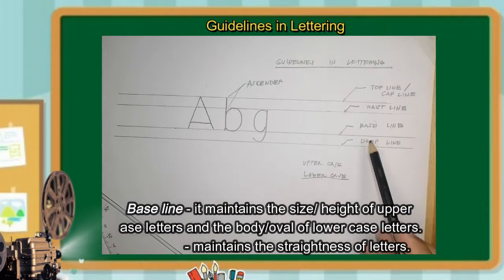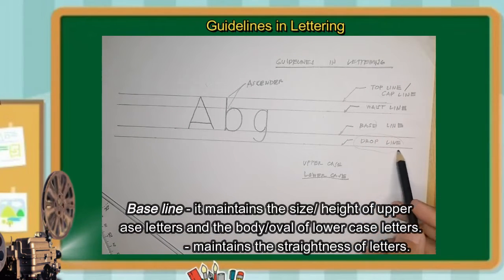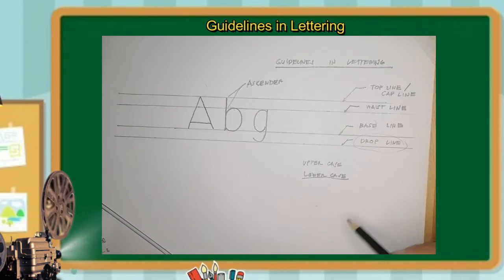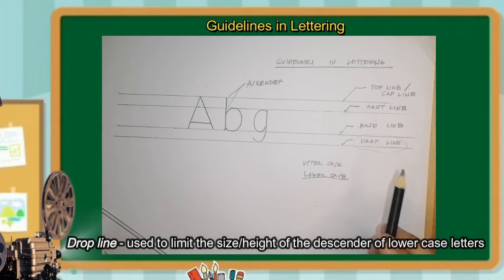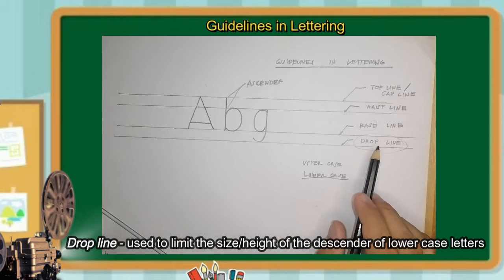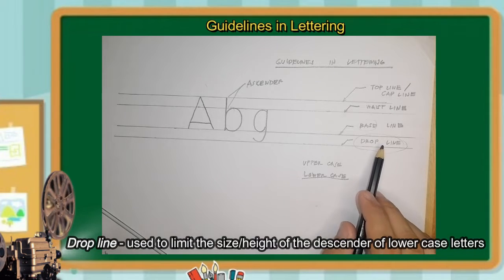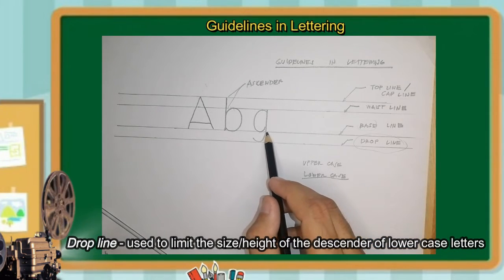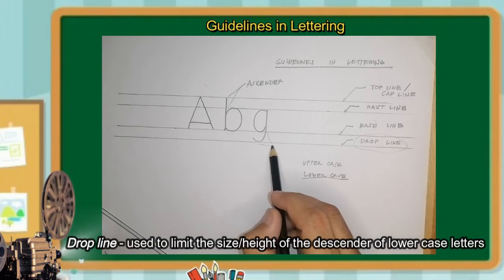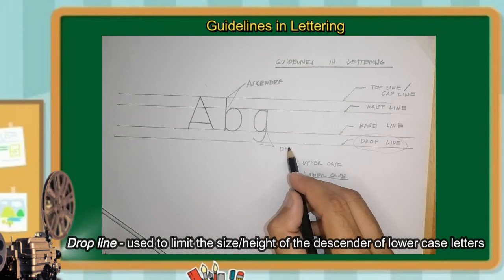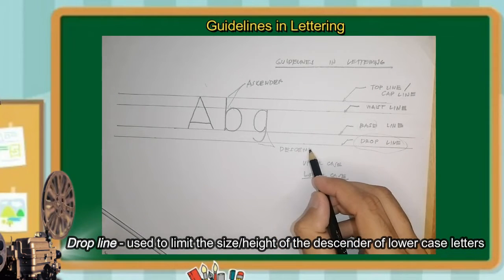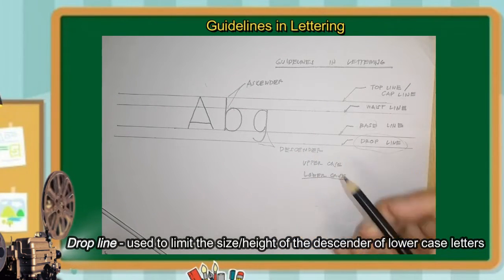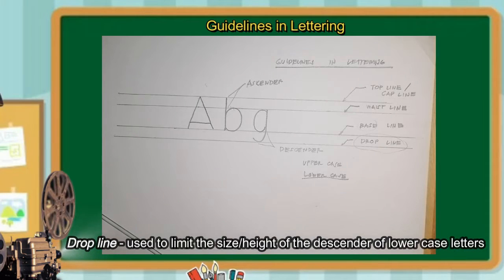Last guideline, we have the drop line. Sa drop line naman, ginagamit ito to limit the height of the descender of lowercase letters. Example of letter with descending stroke is letter G. Ito naman yung tinatawag natin na descender. So ganyan ang paggamit ng guidelines sa lettering.